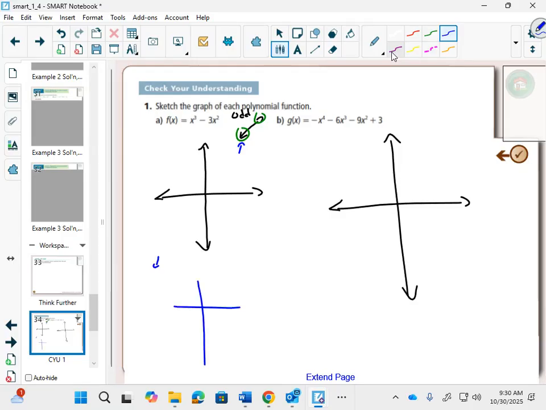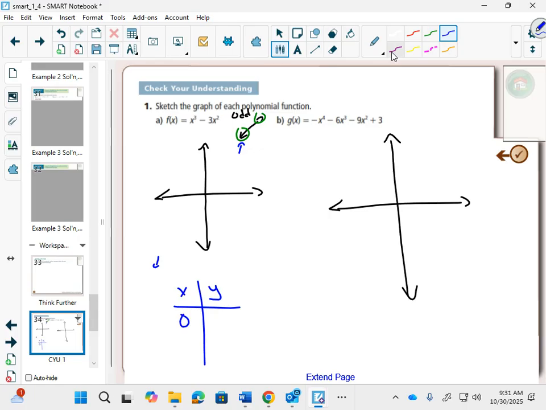If I want to know what's happening at other places, a very powerful strategy is a table of values. It's very powerful, but it's also usually the most time-consuming strategy. Like when graphing lines, do you make a table of values anymore? Or do you use y equals mx plus b? Right? When graphing parabolas, if you know the vertex and where it is, you're going to use that. But if you're ever stuck, you can always do a table of values.